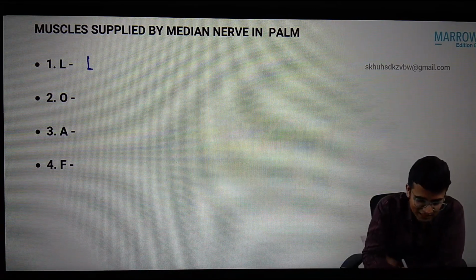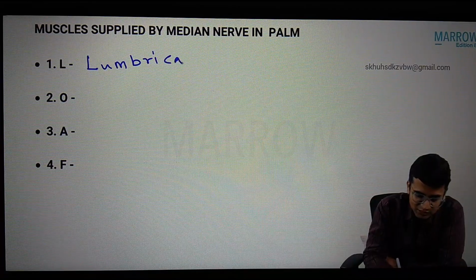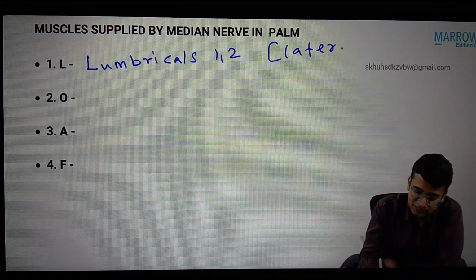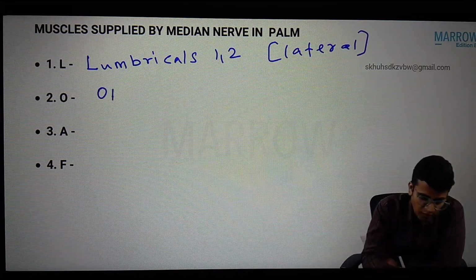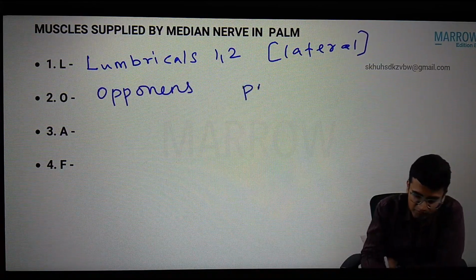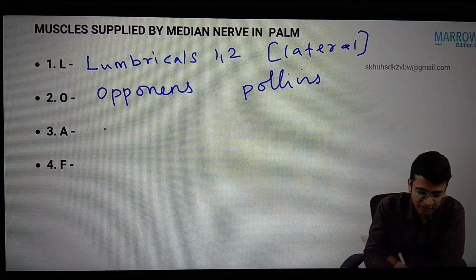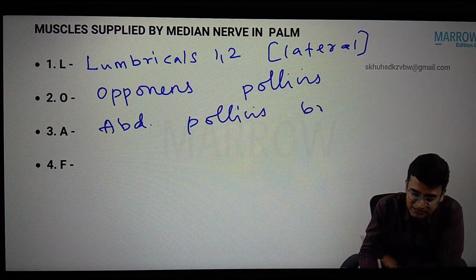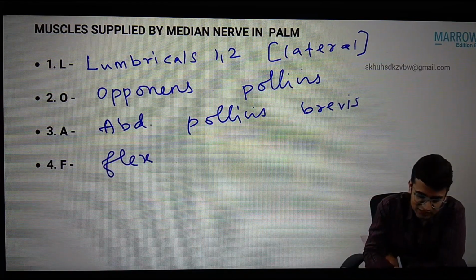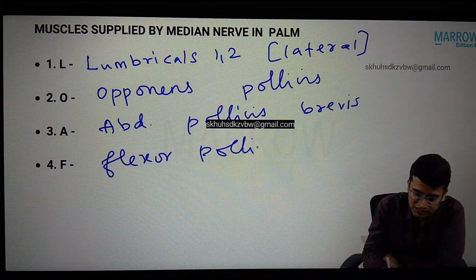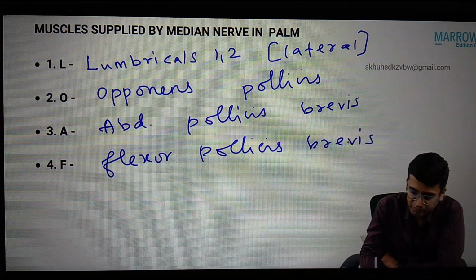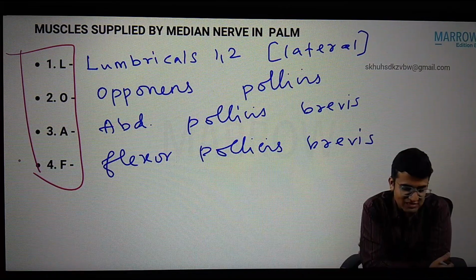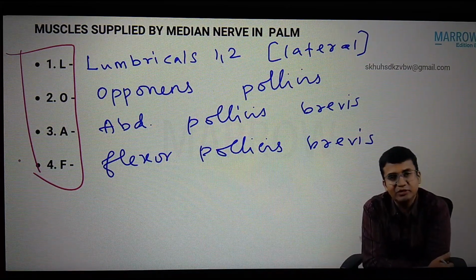LOAF. What is L? L is lumbricals 1 and 2, the lateral two lumbricals. O, opponens pollicis muscle. A, abductor pollicis brevis. F, flexor pollicis brevis. So the mnemonic is LOAF. These 4 muscles are supplied by the median nerve in the palm.